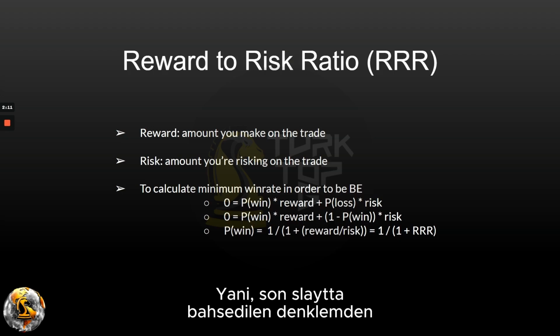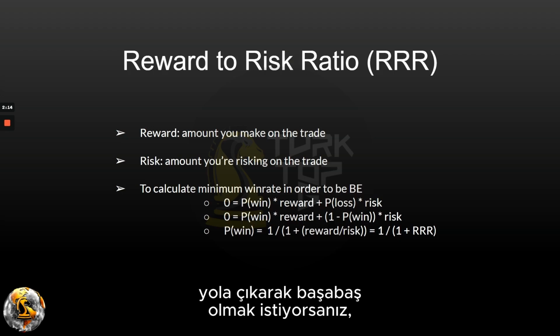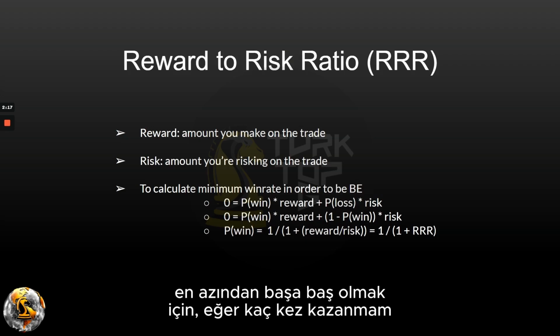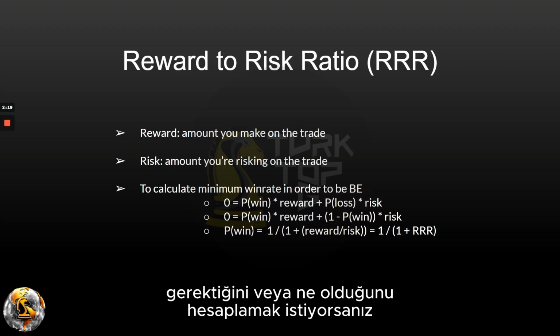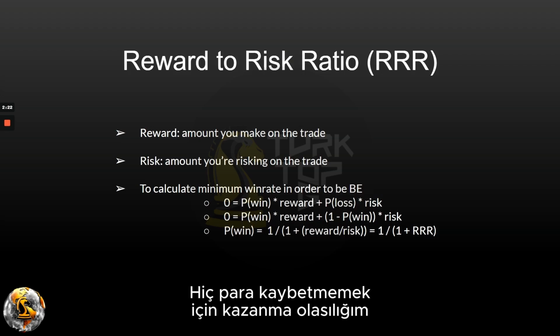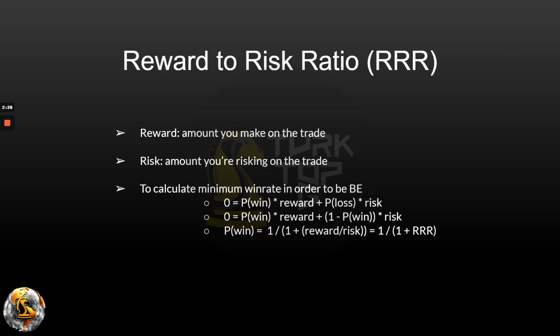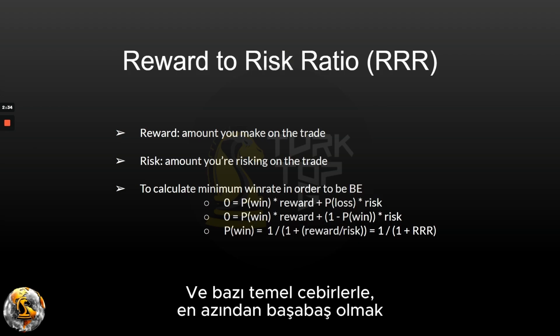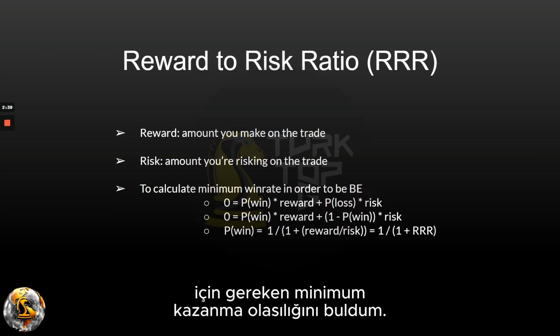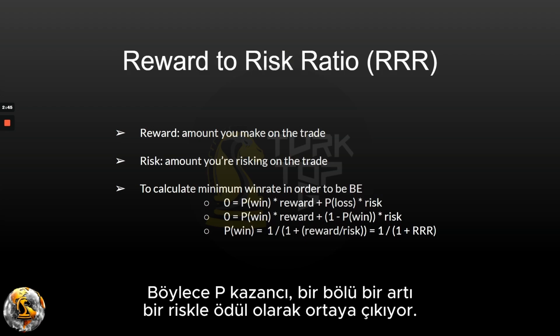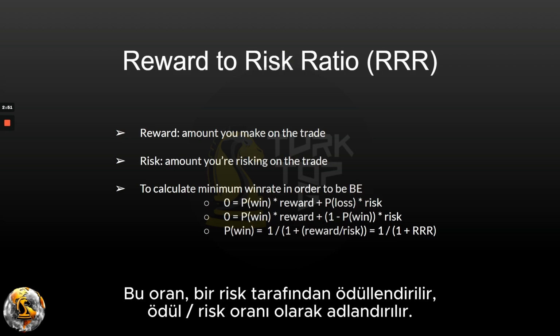So from the equation that was mentioned in the last slide, if you want to be break even, if you want to calculate how many times I should win, or what should be my probability of winning so that I don't lose any money, what we can do is put 0 in place of EV for the system. So that's what I did here in this equation. And with some basic algebra, I found the minimum probability of winning required in order to be at least break even. So the P win turns out to be 1 divided by 1 plus reward by risk. That ratio, reward by risk, is called reward to risk ratio.